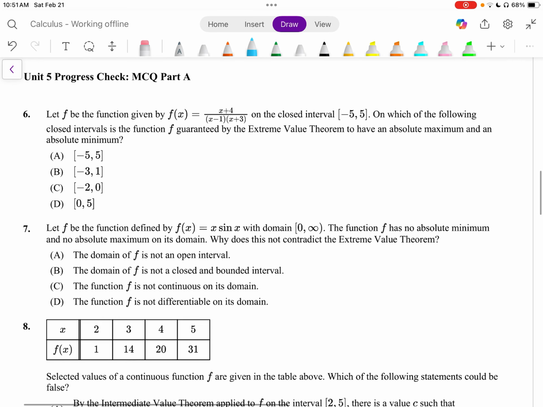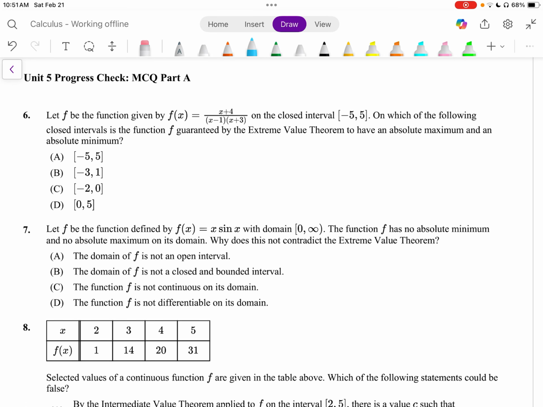Moving on to number 6. Let f be the function given by f of x equals x plus 4 over x minus 1 times x plus 3 on the closed interval negative 1 to 5. On which of the following closed intervals is the function f guaranteed by the extreme value theorem? So extreme value theorem, it has to be continuous on the closed interval, all right, to have an absolute maximum and an absolute minimum.